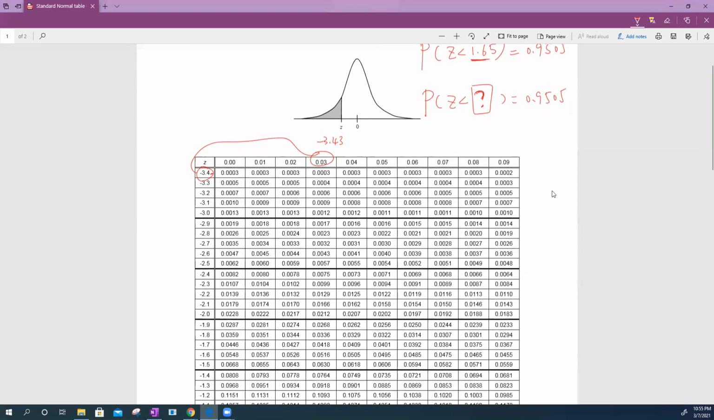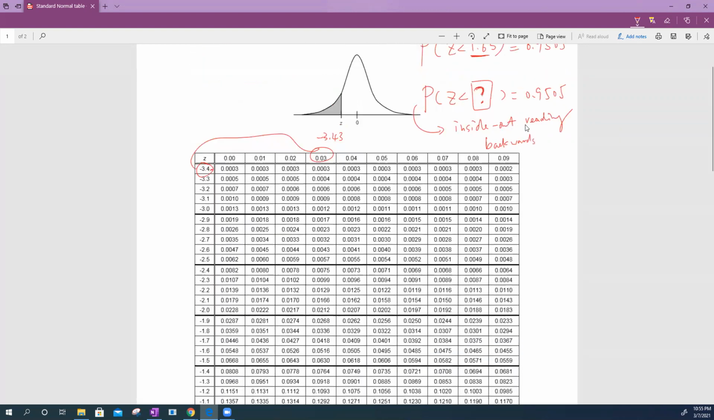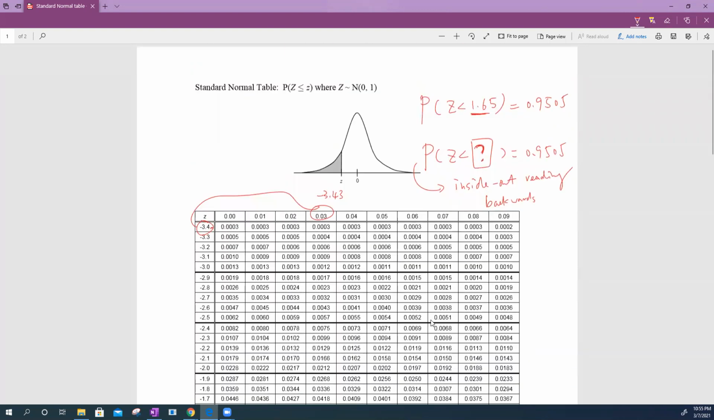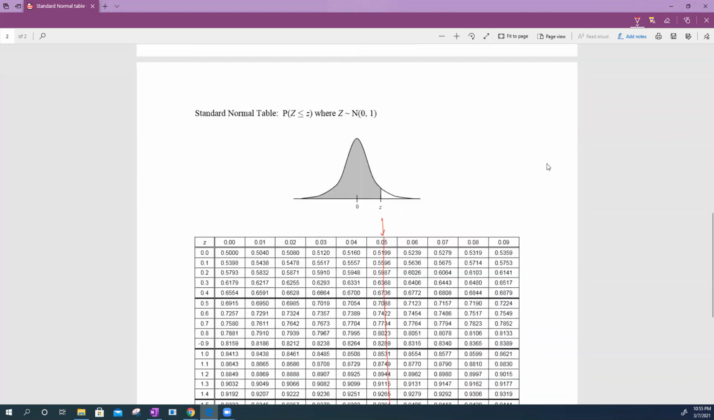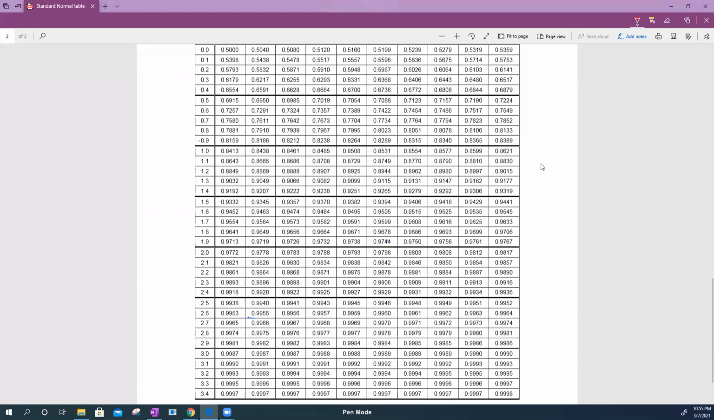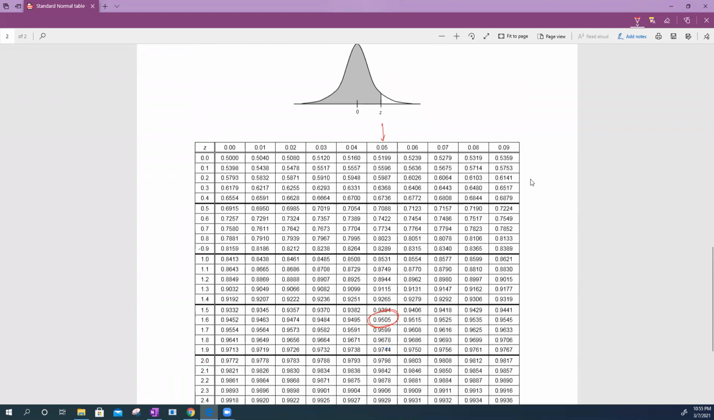Then what are we going to look at? This is called inside out reading, or backwards reading. So we go check the number inside the table which represents the probability 0.9505. So we find that value. And then we try to know which z-score corresponds with that value.